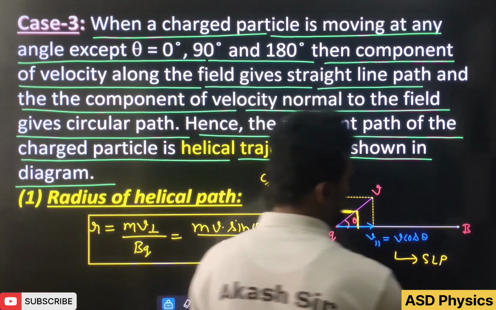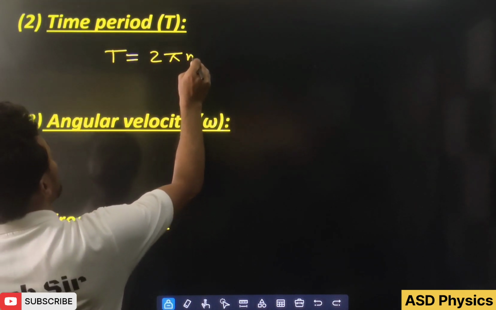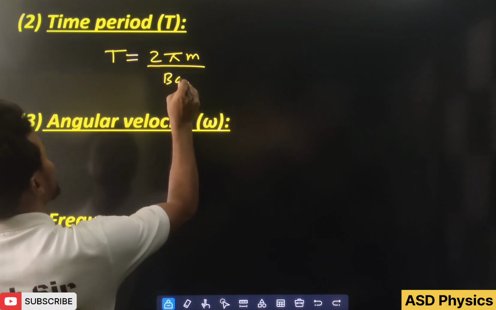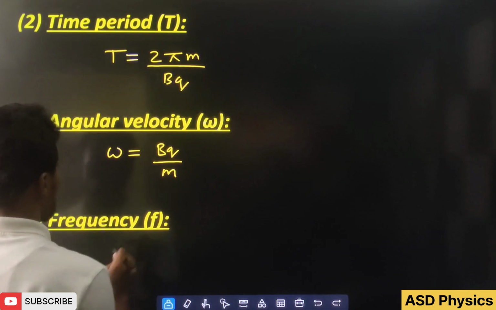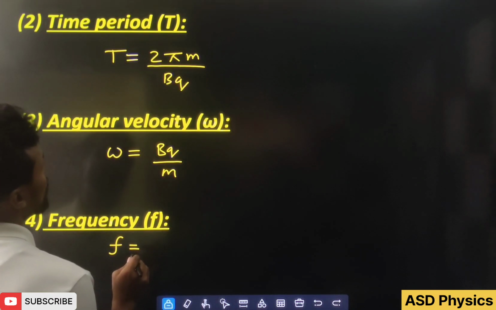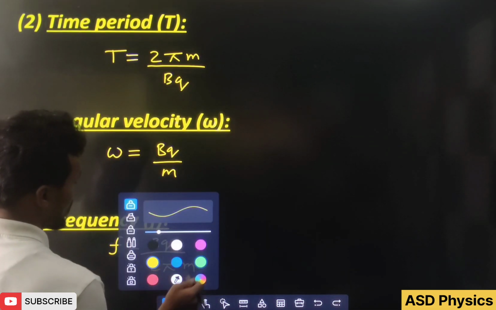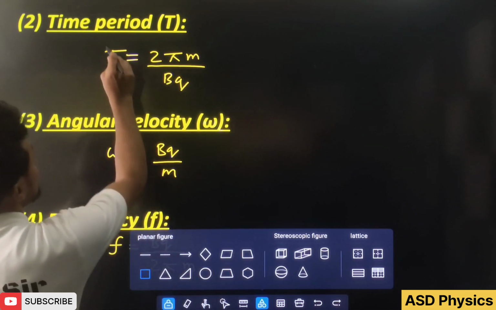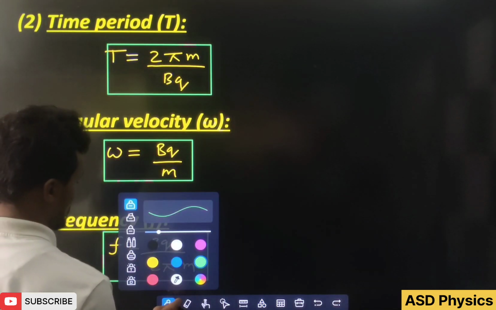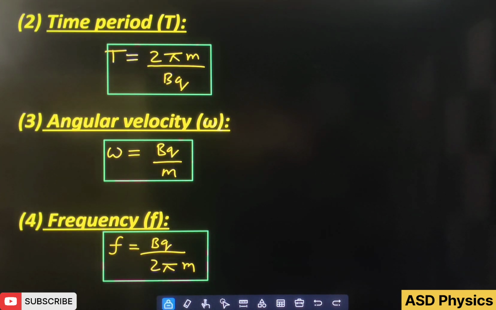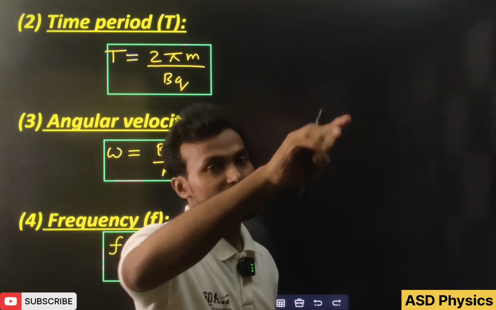Okay. Now students, if we talk about the time period, it will be as it is. Remember that T equals 2 pi m by BQ, because it is independent of the speed. Omega will be BQ by m, same story. And the frequency f will be 1 by T, which means BQ by 2 pi m. So all these things will not change at all, because they all depend on capital T, and it is independent of speed, or if we include the direction also, velocity.